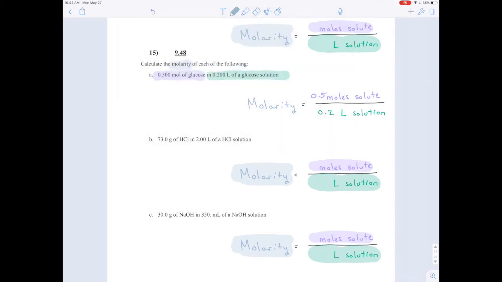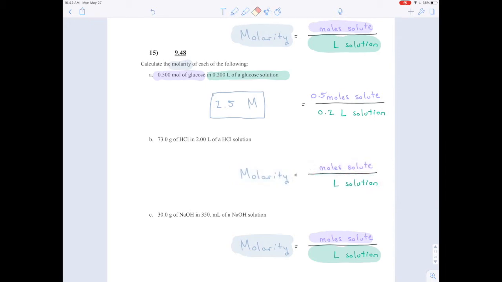molar. So 2.5 molar. So molarity is the noun. When you read the unit, it's pronounced molar, and when you write it, it would just be with a capital M. So the answer for this one is that a solution that had that much solute and that much liquid, or that much solution, would be 2.5 molar.